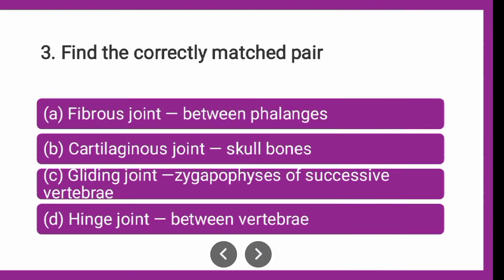Next question is, find the correctly matched pair. Now here the pairs are being given. The fibrous joint which is present between the phalanges, the cartilaginous joint which is present between the skull bones, the gliding joint which is present between the zygapophyses of the successive vertebrae, or the hinge joint which is present between the vertebrae. Which amongst the given pairs is correct?